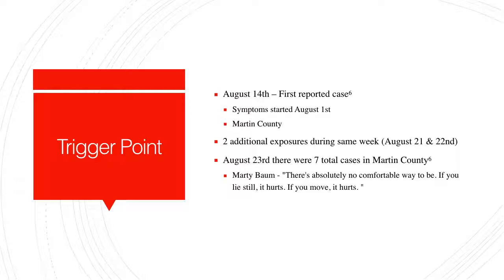After the diagnosis was confirmed, the county health department released a mosquito-borne illness advisory and intensified active surveillance and mosquito control efforts. By August 23rd, there were 7 total cases in Martin County, and some cases were identified in downtown Jensen Beach, a neighboring community. After which, a local emergency was declared. Marty Baum, who was one of the first individuals infected, described the infection as, "There's absolutely no comfortable way to be. If you lie still, it hurts. If you move, it hurts."